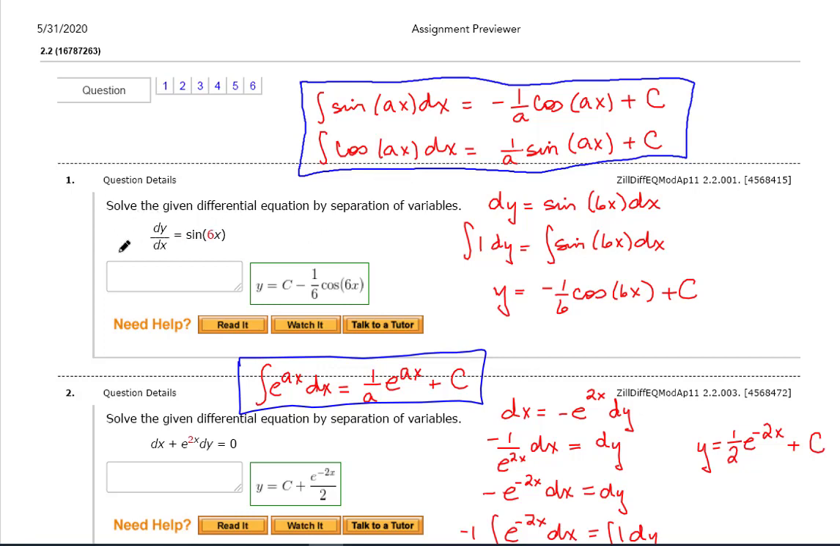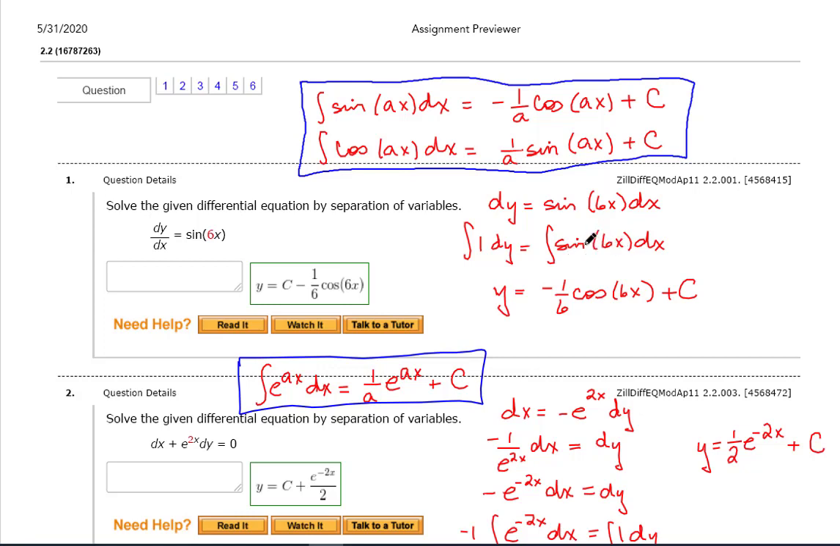Alright, so in our very first equation here, the idea is to treat the derivative here as a fraction and move around the dy and the dx with the goal of getting all the x stuff together and the y stuff together. So to do that, I'm going to move the dx to the right, and now I'm going to integrate both sides. So I'm integrating 1 dy and I'm integrating the sine of 6x.